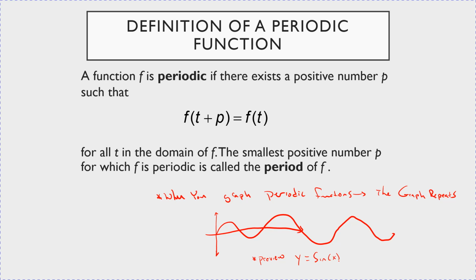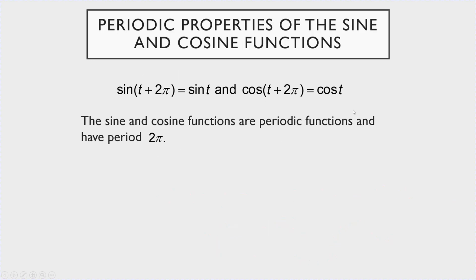What's going on here is it's repeating itself. And it turns out the trig functions are periodic. They repeat themselves. So it turns out that sine of t plus 2 pi is equal to sine of t, and cosine of t plus 2 pi is equal to cosine of t. What that means is they're periodic functions that have a period of 2 pi. They repeat themselves every 2 pi.